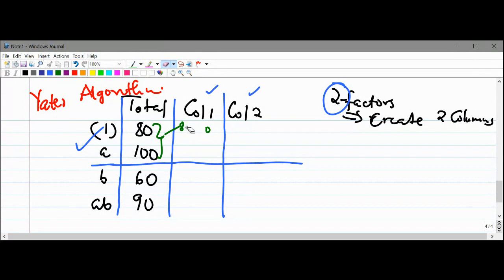Yes, let's continue. Ms. Manga, if you don't understand the second value of that first column, we add the values of B and AB, which is the second pair, right? Yes.